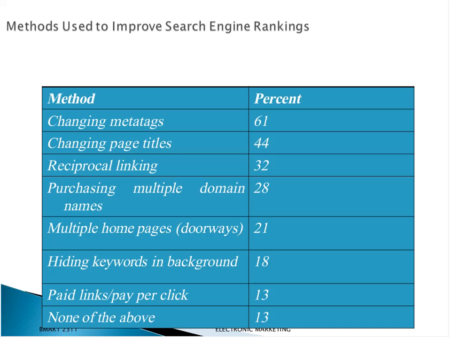Methods used to improve search engine ranking. As I told you, there are different techniques. Some of them are very, very technical. We are not going to really talk about those technical details, but these are nominally the different methods: changing meta tags, changing page titles, reciprocal linking, purchasing multiple domain names, multiple home pages, hiding keywords in the background, paid links, pay per click, and, as you can see, none of the above. It can be another type of this.